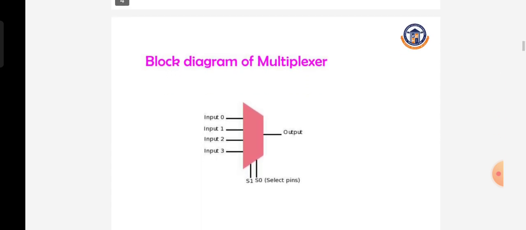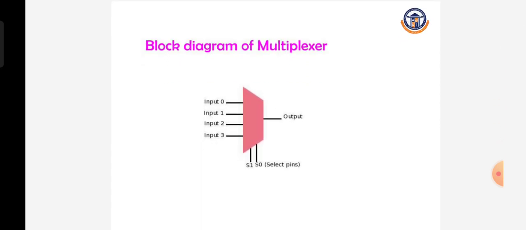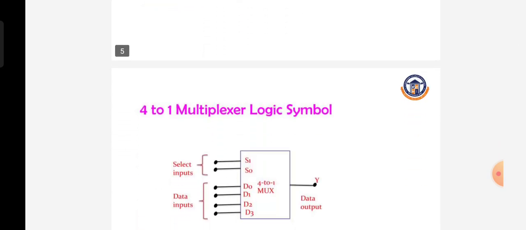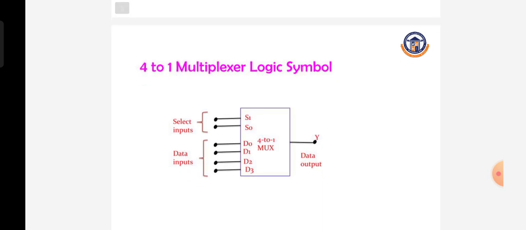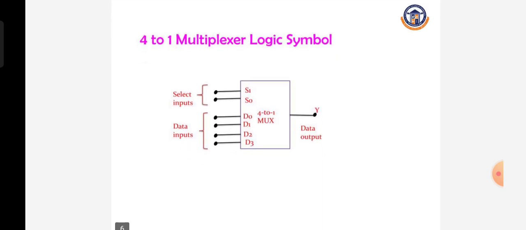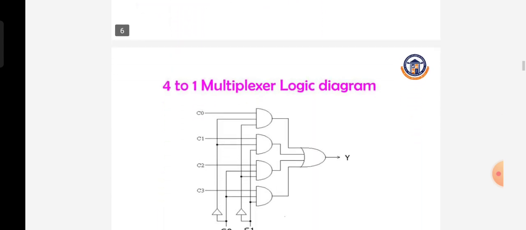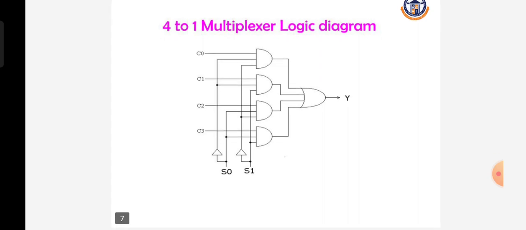So let's see the block diagram of multiplexer. This is a 4x1 multiplexer block diagram. Here the selection input is 2 and the data input is 4 and only one output. So this is the logic symbol of 4 to 1 multiplexer. The selection lines are 2, the inputs are 4, and only one output. So this is the logic diagram of 4 to 1 multiplexer.